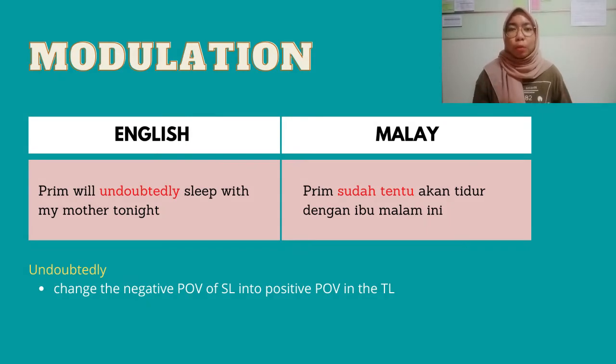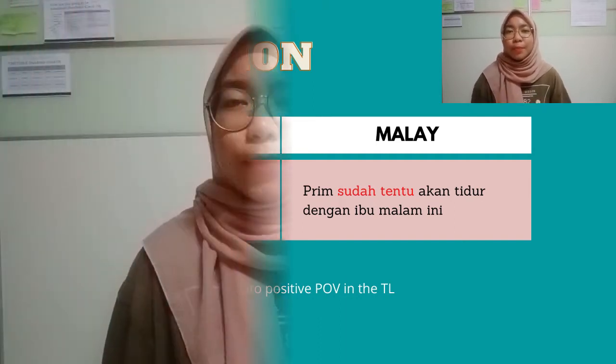The word undoubtedly carries a negative perception, which, if it is translated literally in the TL, will become tidak dinafikan. However, the translator used modulation to change the negative POV into a positive POV using the phrase sudah tentu, which literally means of course. Both SL and TL intended to convey the message that Prim will surely sleep with her mother tonight, no matter what happens.